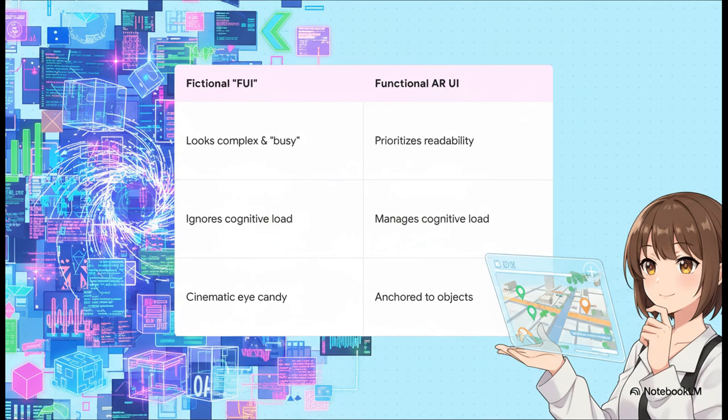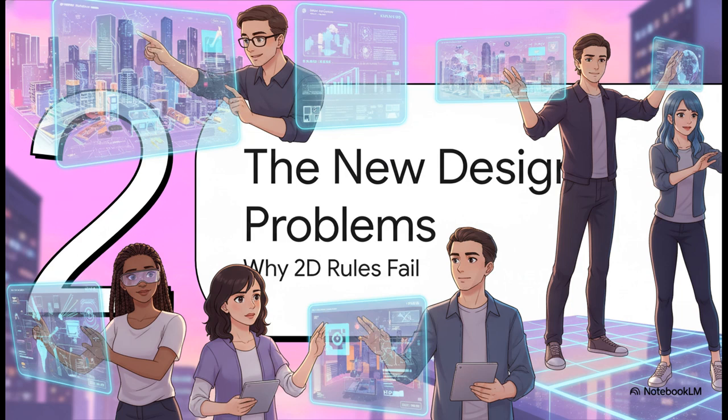Let's really break this down. On the left, you've got your fictional user interface, or FUI. It's all about looking cool. On the right, you have functional AR UI. So we're moving from interfaces that just look complex to ones that you can actually read. We're going from pure eye candy to elements that are physically anchored to the world around you. It's a huge shift.